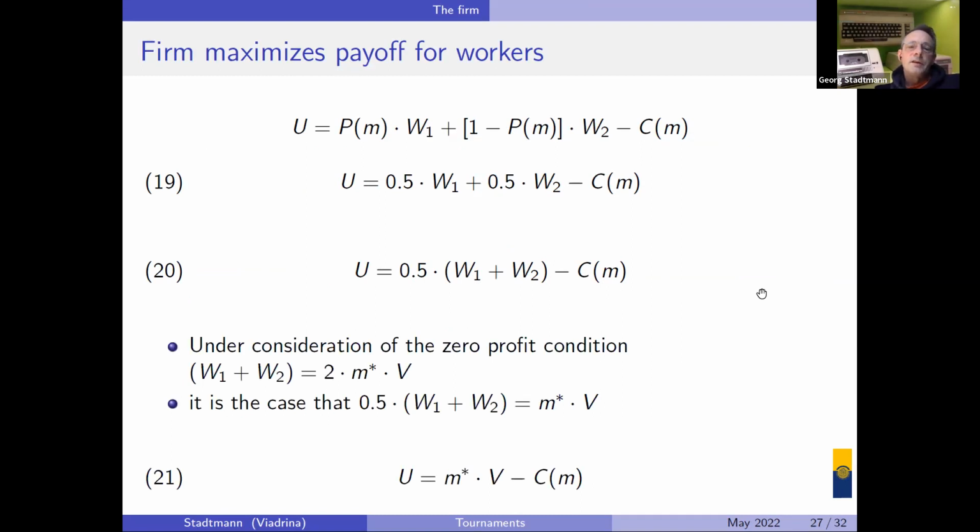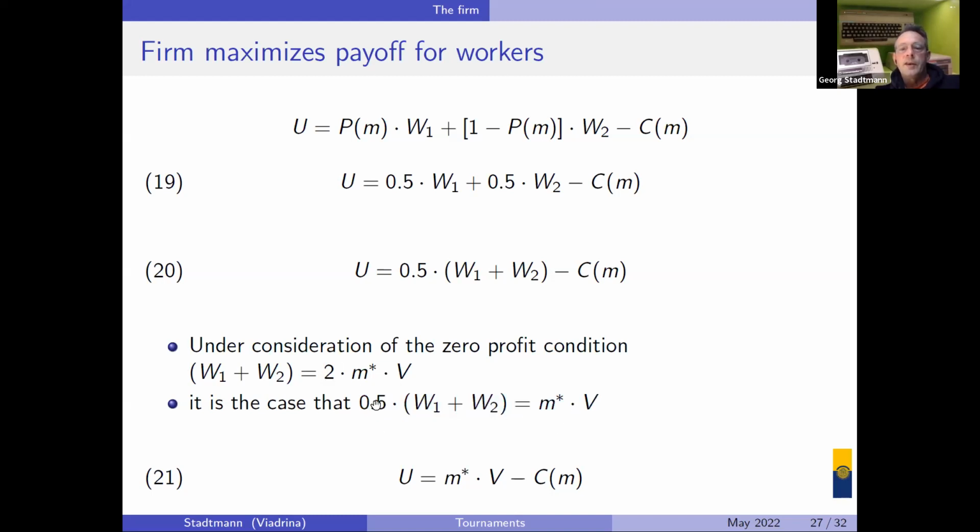Now we can consider the zero profit condition in this relationship. We have W1 plus W2 is equal to 2 times MV from the zero profit condition. When we put the 2 on the other hand side of the zero profit condition, we get to this relationship here. So this relationship highlighted in blue is still the zero profit condition of the firm. We put the 2 on the other hand side, and then we get to this expression here.